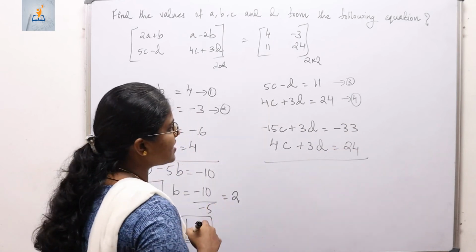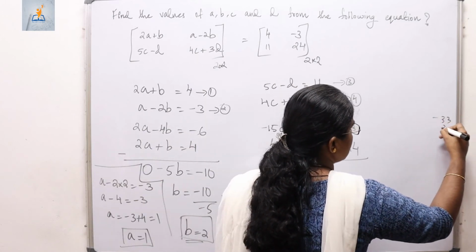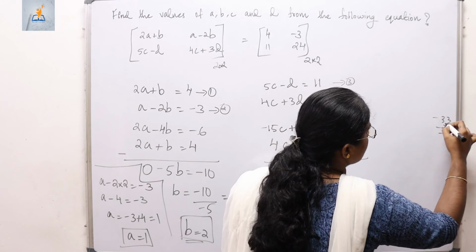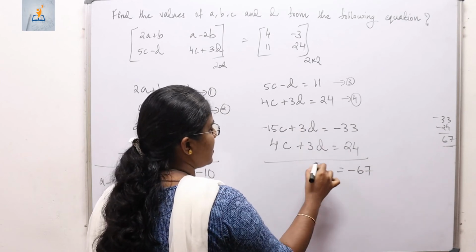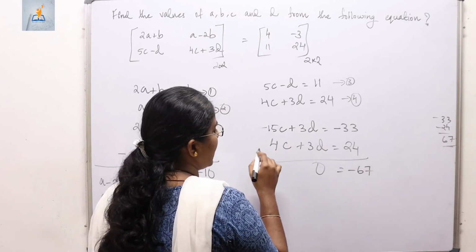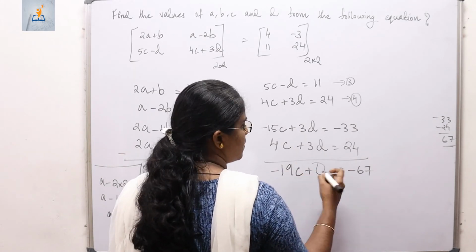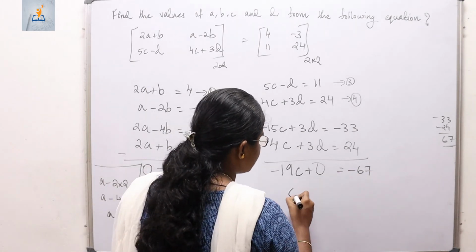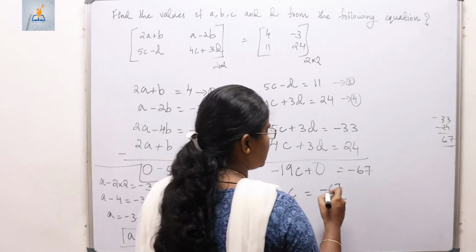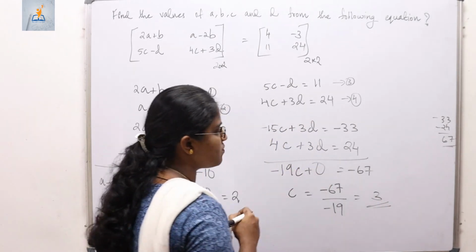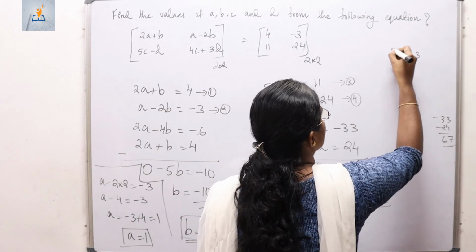So I am going to subtract these equations and we will get negative 33 minus 24, and it is negative 67. And again we have 3d minus 3d 0, and negative 5c minus 4c, and we will get it like this: it is negative 19c plus 0 is equal to negative 67. So we have c is equal to negative 67 by negative 19, and it is simply 3 because 19 times 3 is 67. So we got the value of c as 3. So c is equal to 3.